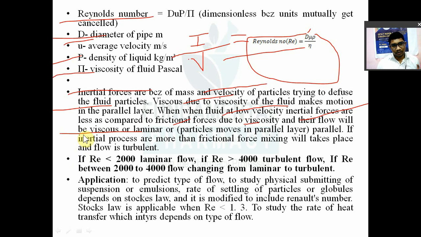Remember, when viscous forces are more than inertial forces, at that time laminar flow is there. And when inertial forces are more than viscous forces, at that time turbulent flow is there. I will explain it to you again.